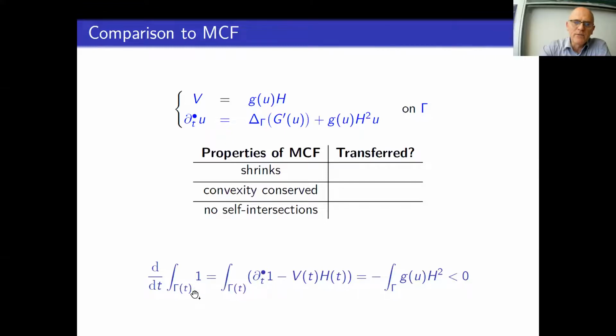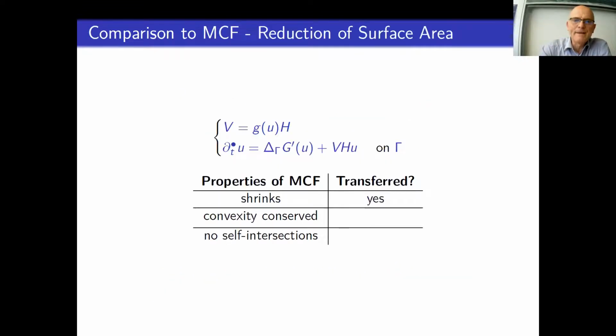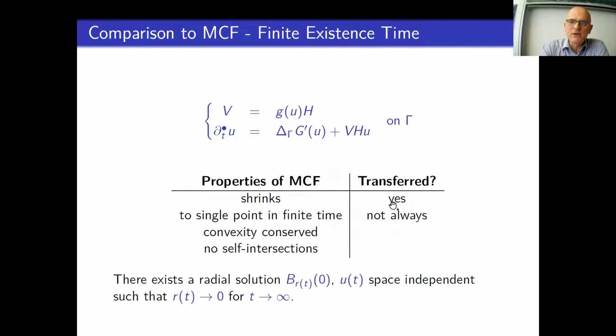One computation which you can do: if you now integrate the one and not the g of u, then you see that you still get an inequality. So the total surface area is also still decreasing under this flow. So everything has to shrink. This is the first observation we have. But let's look a little bit closer.